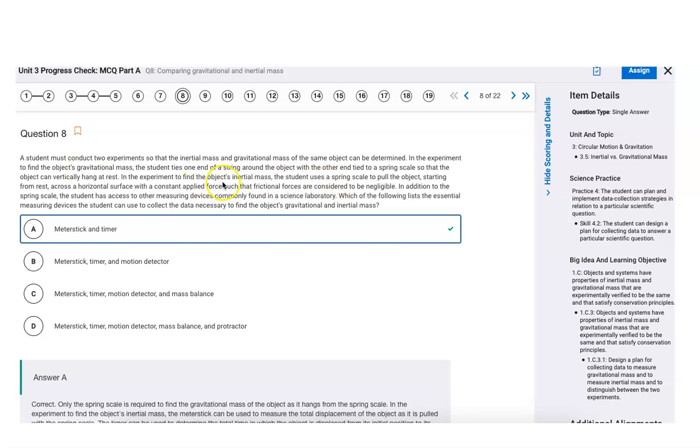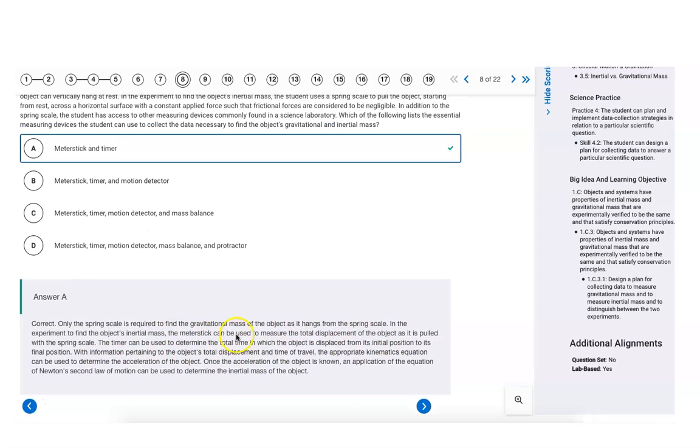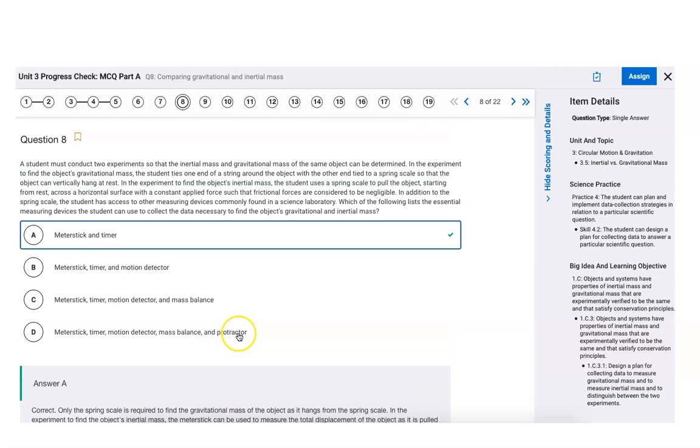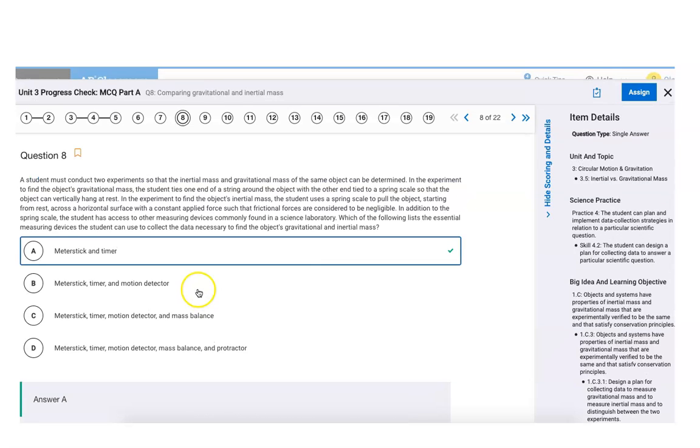For the inertial mass, you have to know the applied force, and you're supposed to know it here, and then the acceleration, right? To measure the acceleration, it's enough to have a meter stick and a timer. So using kinematic equation, you can measure the acceleration if you can measure the distance and the time. Okay, so that is sufficient to answer this question. So the other devices are not necessary to answer this question.